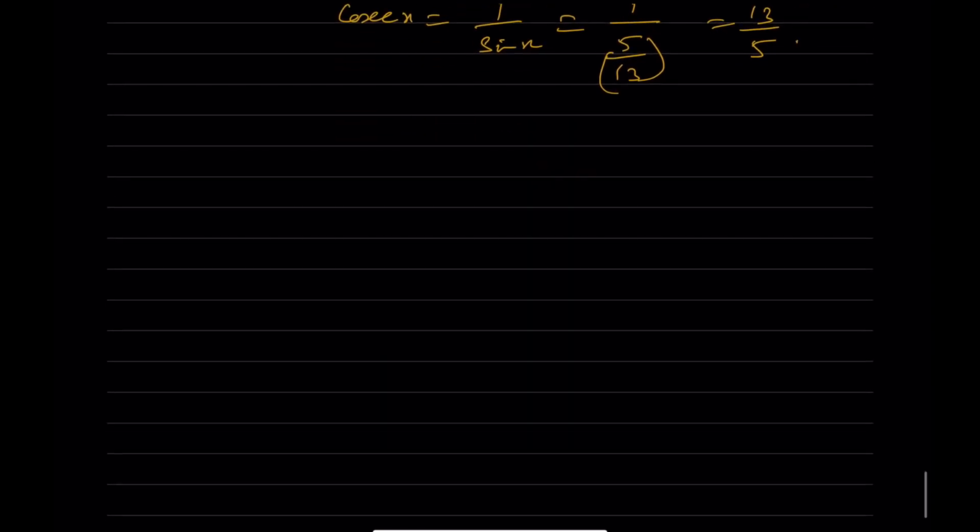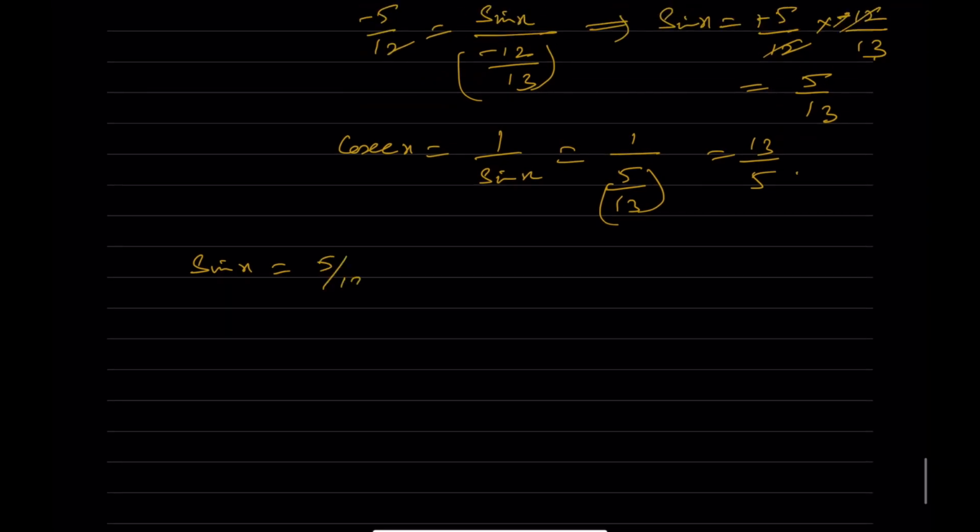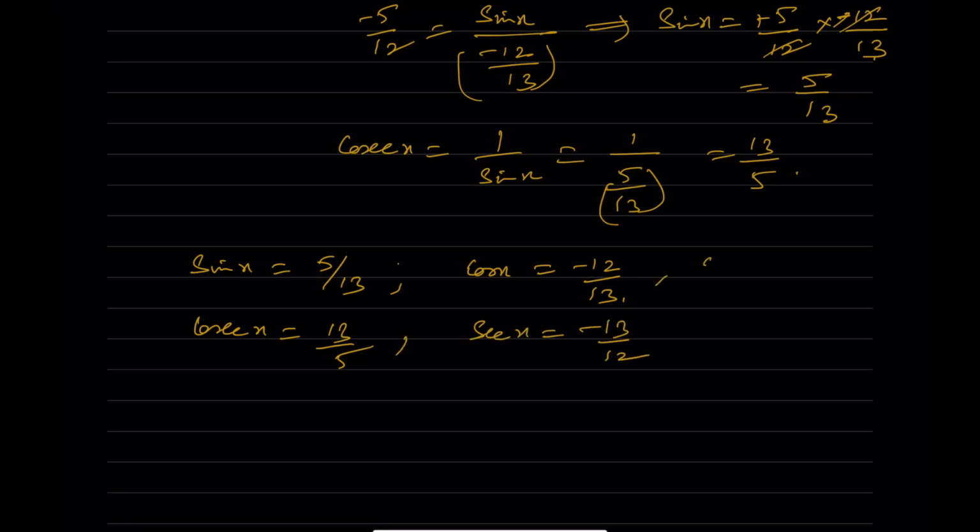So now what are all the values? We'll write down here. Sin x is equal to 5 by 13. Cosecant x is equal to 13 by 5. Then we know that cos x is equal to minus 12 by 13. Secant x is equal to minus 13 by 12. Then we have tan x. Tan x is given to us, so we have it as minus 5 by 12, and cot x is equal to minus 12 by 5.